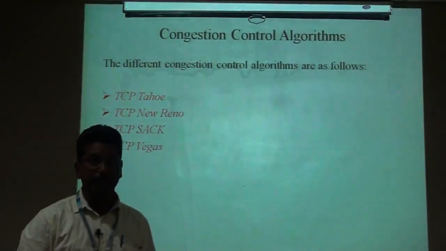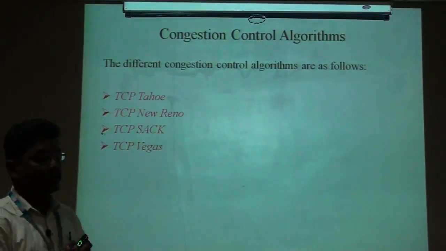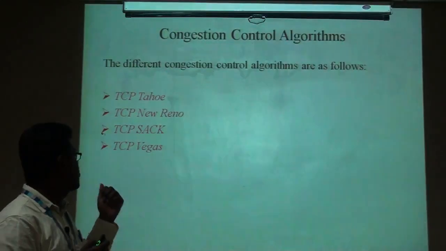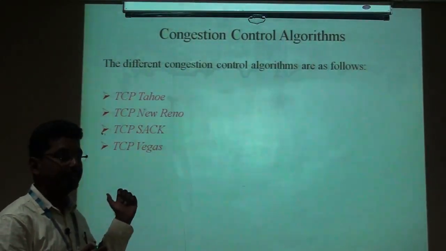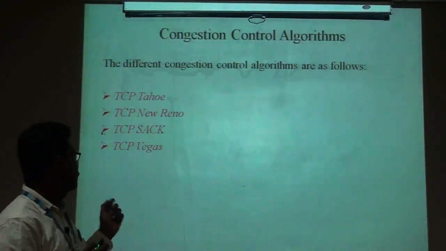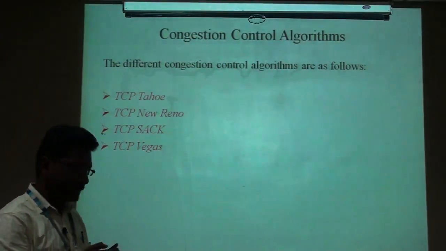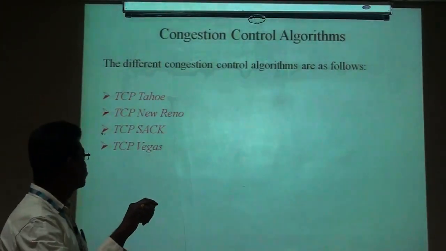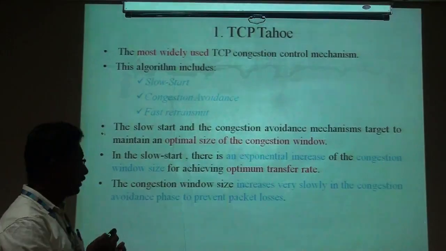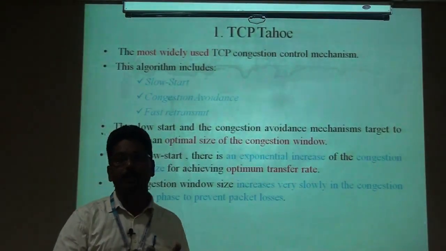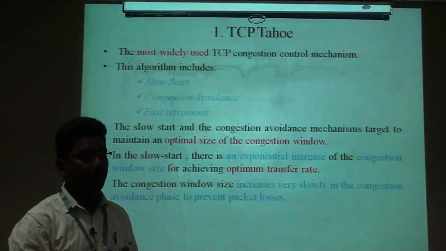First one is TCP Tahoe, second one is TCP New Reno, third one is TCP SACK. SACK means selective acknowledgement, and the last one is TCP Vegas. First, TCP Tahoe. This is a widely used congestion control algorithm.